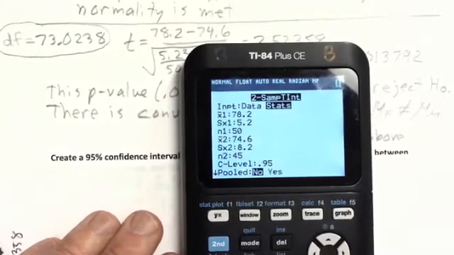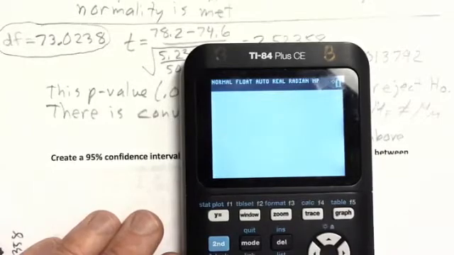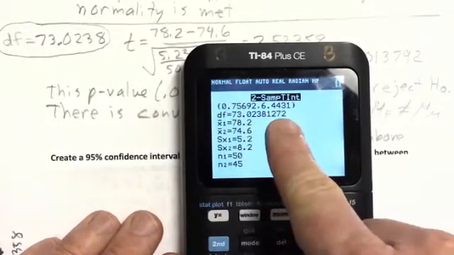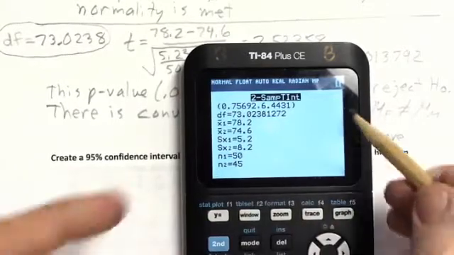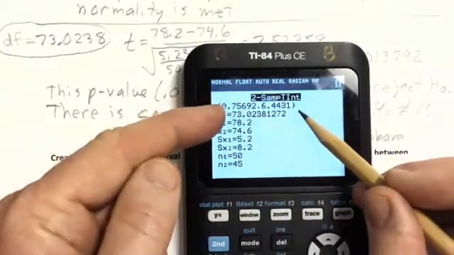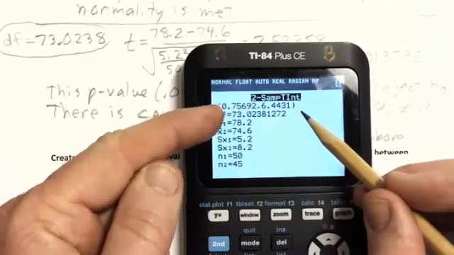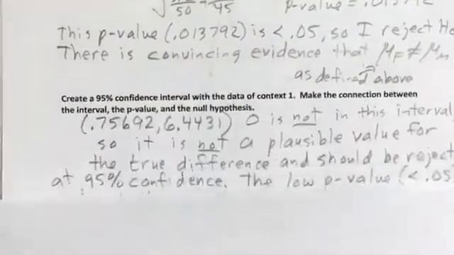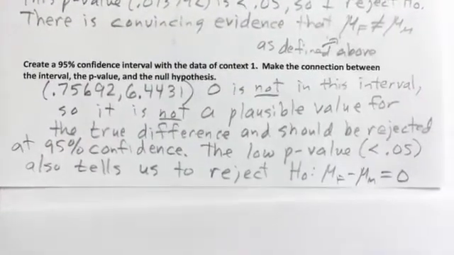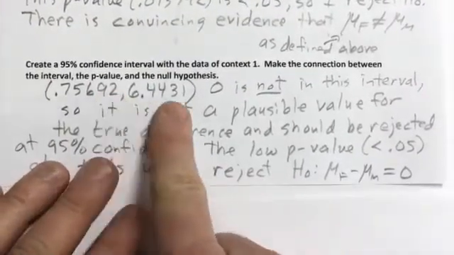So I go 0.95, no to pooled, and hit calculate, and there's my interval. Okay, there it is. What's interesting about that interval in this case is that 0 is not in the interval, which means it's not a plausible value, and so it can be rejected. We did a very similar thing a couple of chapters ago. All right, so there's our 95% confidence interval.